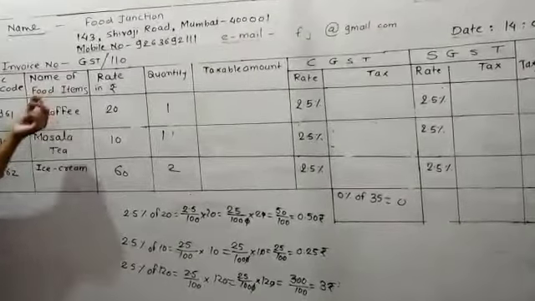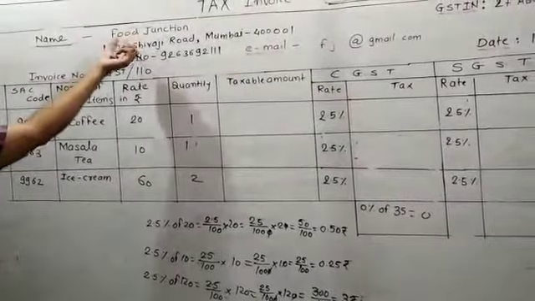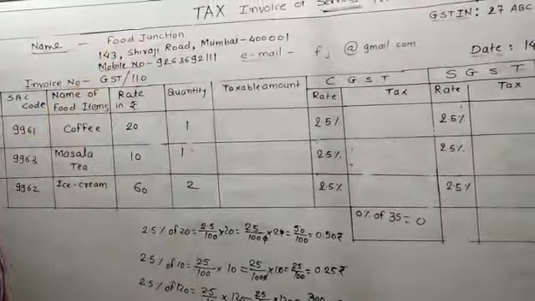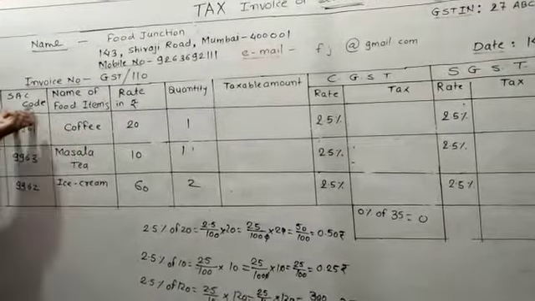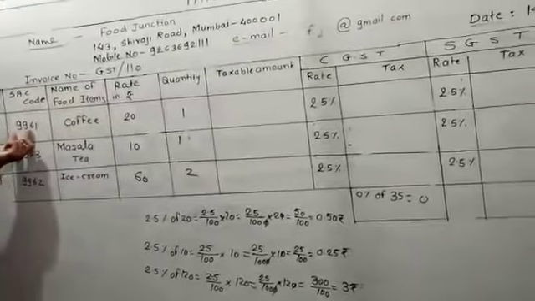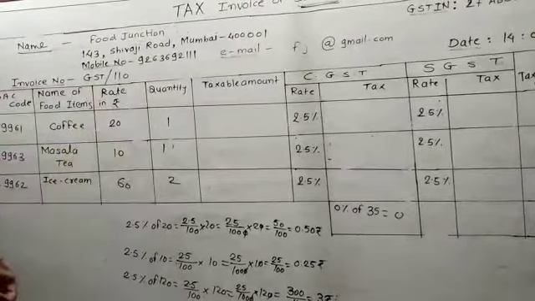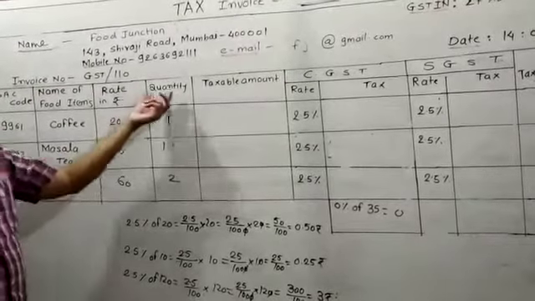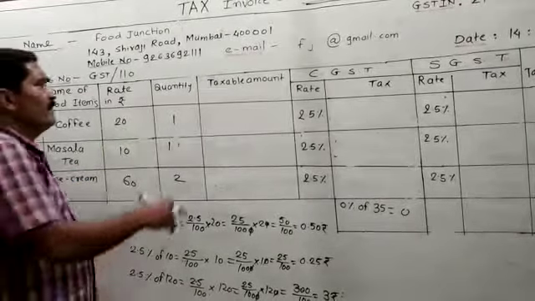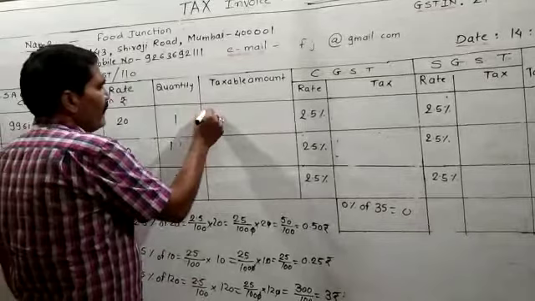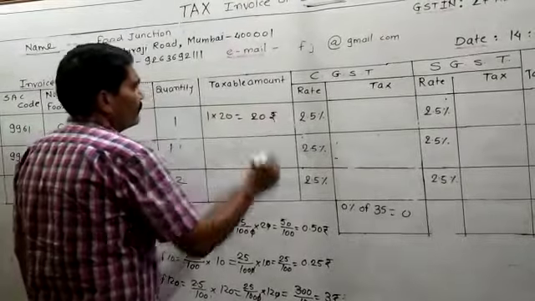The names of the food items are given, because if you go to a food junction, these types of food items are there. The SCC code of the coffee is 9961. Rate in rupees is 20 rupees. Quantity: they will take one coffee. At that time, the taxable amount is equal to 1 multiplied by 20, which is equal to 20 rupees.